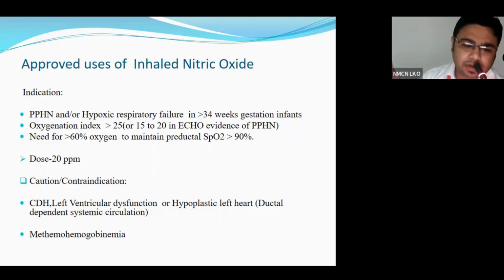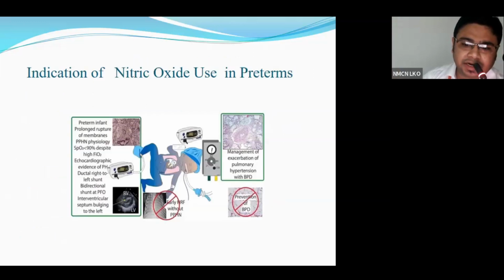We have to take into consideration some conditions in which there is a caution or we cannot use iNO. These are congenital diaphragmatic hernia, left ventricular dysfunction, or hypoplastic left heart syndrome. Also, in asphyxia and sepsis, you need to be cautious.